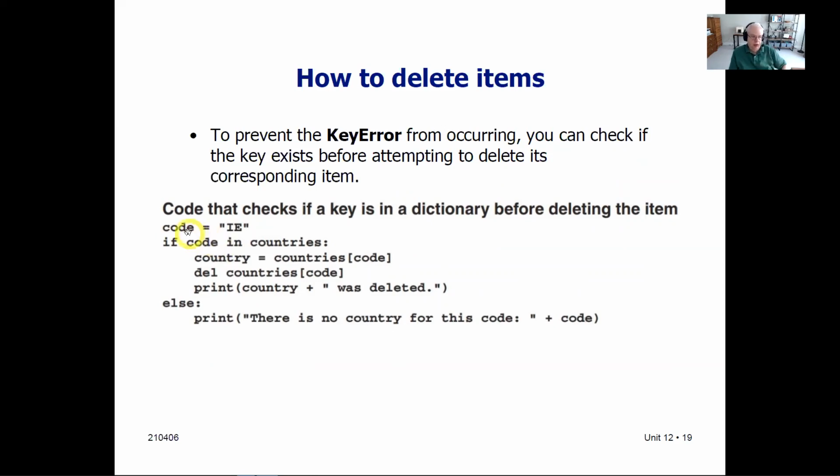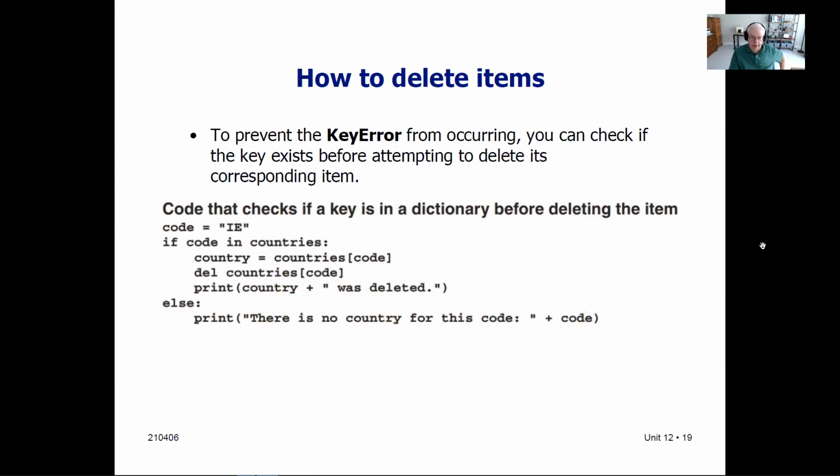So as we saw in our get situation a minute ago, now in the del situation, we will set code to be IE, and then if code in countries, if it exists, then country is going to equal whatever the dictionary code returns. That's going to return the value. Then we can del dictionary countries code. That will delete the key. Then we can print country was deleted. If the key wasn't there in the first place, then we can use an else clause here to print that on the screen for our users.